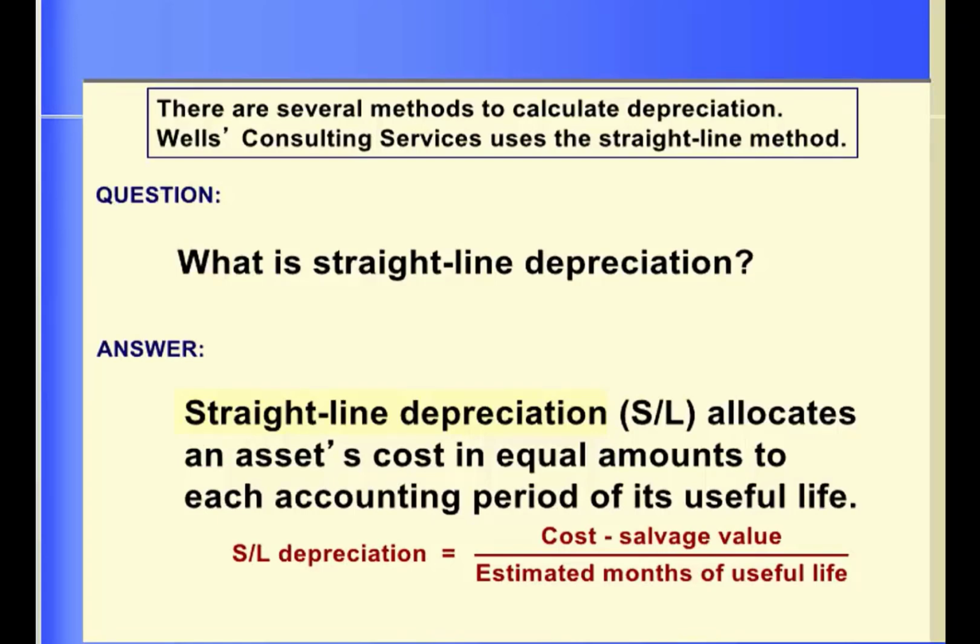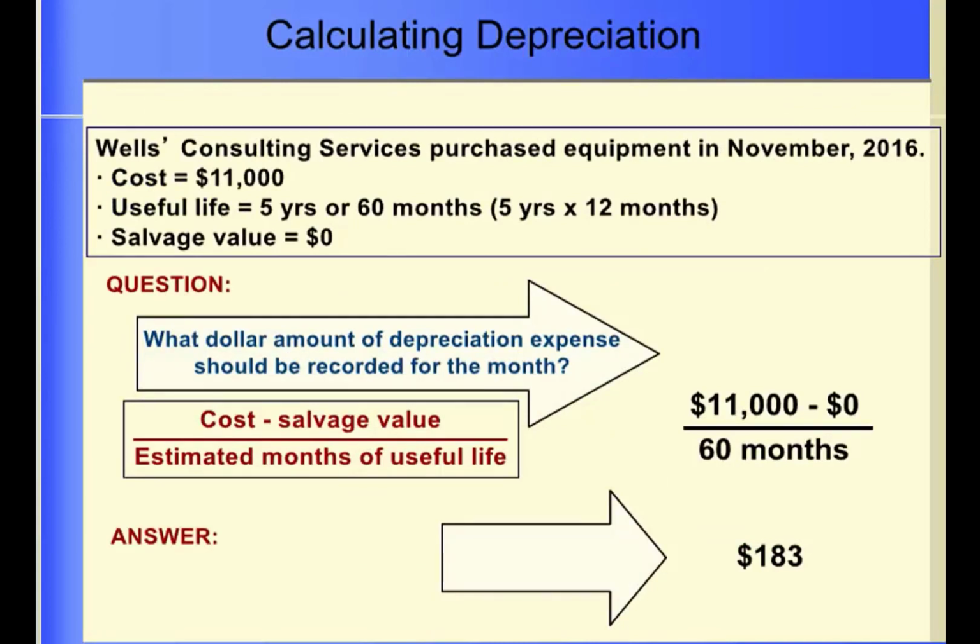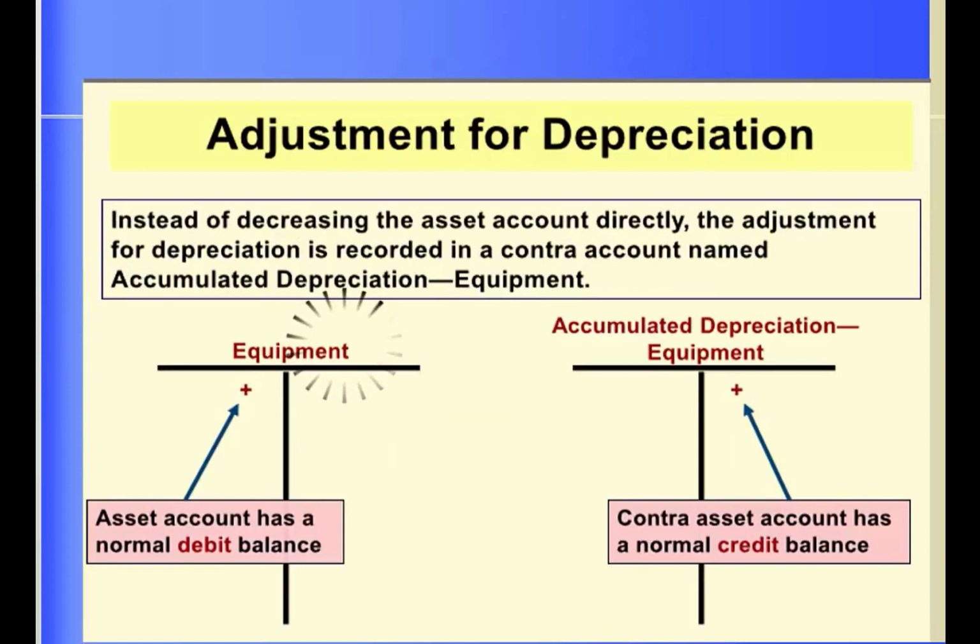We will be using the straight-line depreciation method to figure the periodic adjustment for depreciation. The salvage value of an asset represents what we estimate it will be worth at the end of its useful life. When figuring depreciation, we need to understand what salvage value means. Salvage value is an estimate of the amount that may be received by selling or disposing of an asset at the end of its useful life. The equipment does not have any salvage value, and we expect to use it for 5 years in the business. In applying the straight-line formula, we calculate a monthly depreciation amount of $183.